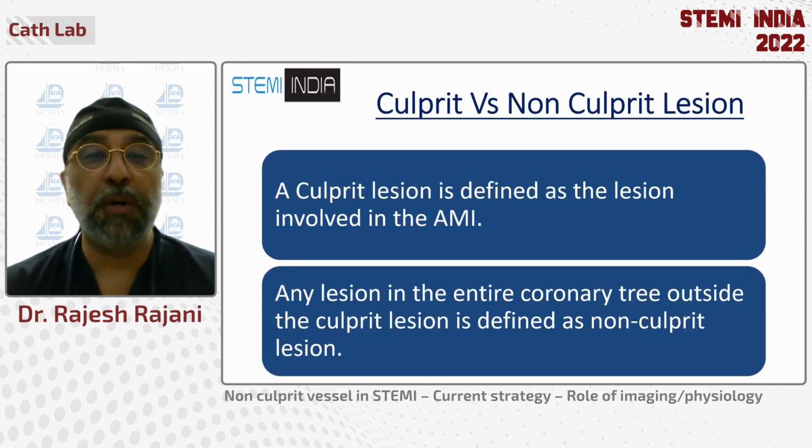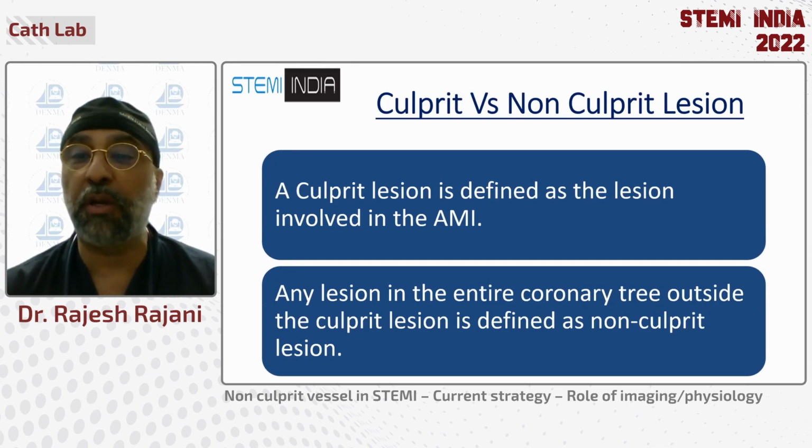Now, what is a culprit lesion? What is a non-culprit lesion? A culprit lesion is defined as a lesion involved in acute myocardial infarction. Any lesion in the entire coronary tree outside the culprit lesion is defined as a non-culprit lesion. A non-culprit lesion may be an obstructive lesion or a non-obstructive lesion.